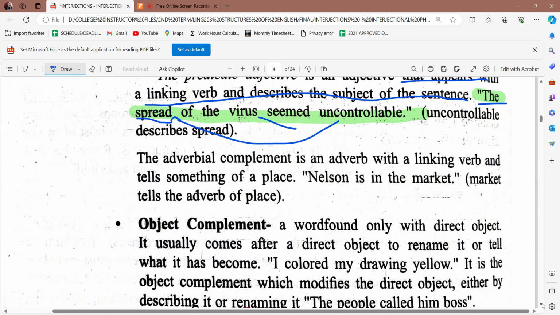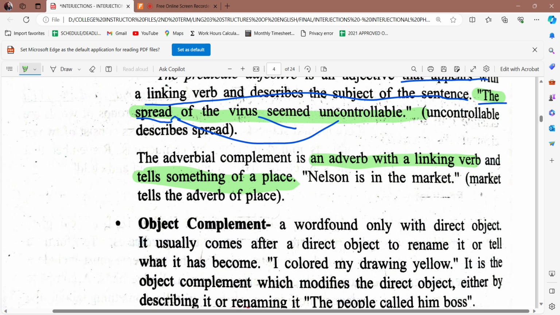Now let's go to the adverbial complement. The adverbial complement is an adverb with a linking verb. Again, let us read again. The adverbial complement is an adverb with a linking verb and tells something of a place. An adverb, right? It describes the verb, the adjective, and another adverb. So that is an adverb.